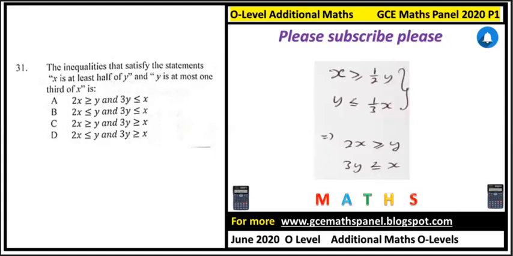And second, they say y is at most 1/3 x. At most means that the highest. At most, so that inequality is less than or equal to, because it's the highest. So y should be less than or equal to 1/3 x. And when we simplify, we have those two. So our key here is A.